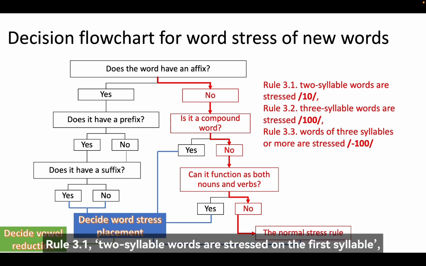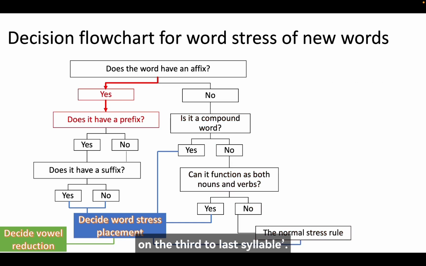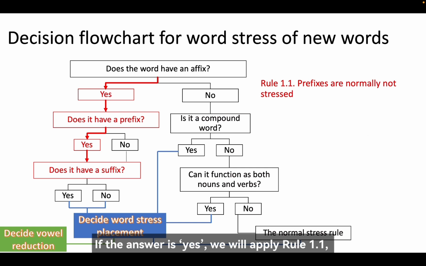Rule 3.1. 2-syllable words are stressed on the first syllable. Rule 3.2. 3-syllable words are stressed on the first syllable. Rule 3.3. Words of 3 syllables or more are stressed on the third to last syllable. If the word has an affix or affixes, we need to ask the question, does it have a prefix? If the answer is yes, we will apply Rule 1.1. Prefixes are normally not stressed.